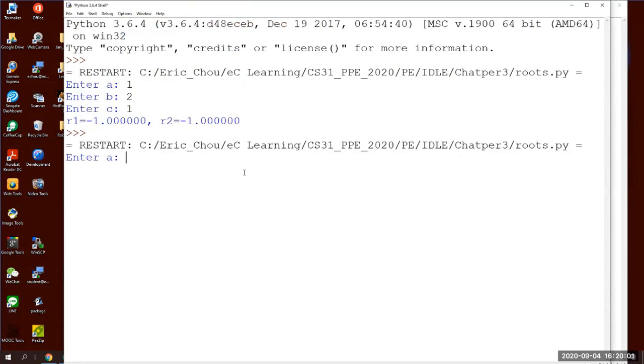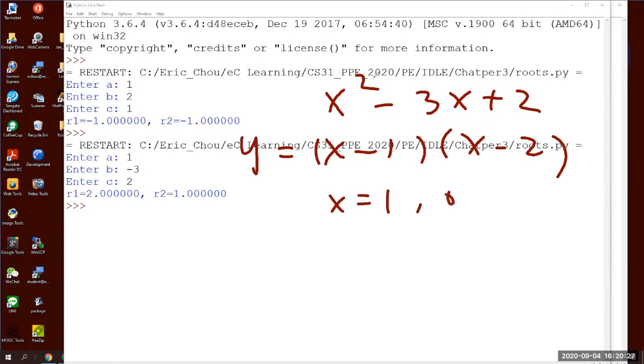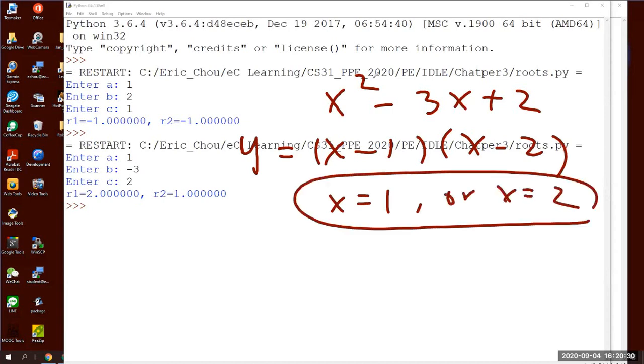And if now I have, say, 1, minus 3, and 2, the roots are 1 and 2, right? Because I have x squared minus 3x plus 2. It can be factorized as x minus 1 times x minus 2. And this equals 0 means x equals 1 or x equals 2. Is that okay? Any question?